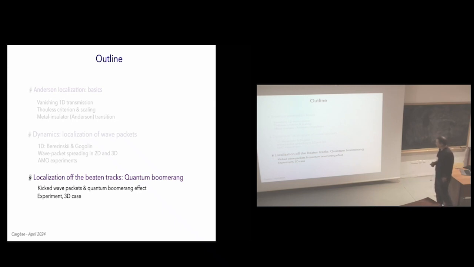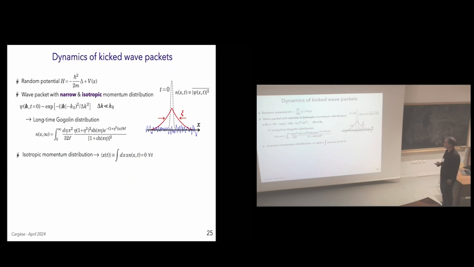Although the phenomenon of Anderson localization is pretty old. This is called the quantum boomerang effect, and this effect was also measured recently with cold atoms. To introduce this phenomenon, let me first come back to the problem of wave packet spreading. I recall, if you have a disordered potential, you prepare a wave packet, it will spread, and after some time it will localize due to quantum interference.